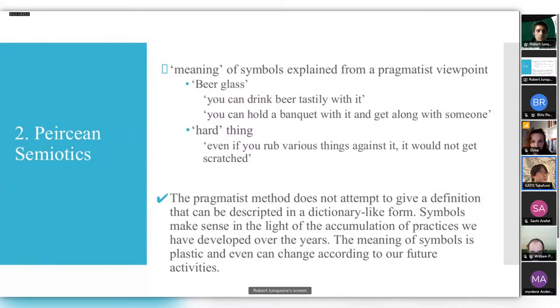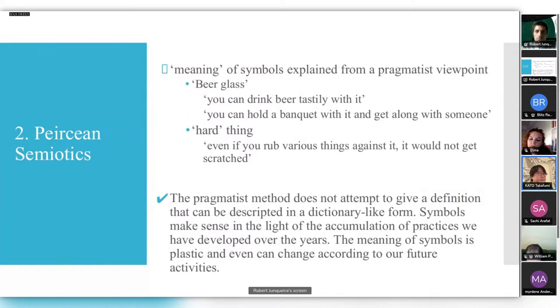As is well known, Peirce was one of the founders of pragmatism. The prefix pragma in the word pragmatism originally means action in ancient Greek. As this suggests, pragmatism can be characterized very broadly as thought that explains the meaning of things in terms of action. In this view, for example, the meaning of the symbol beer glass can be explained in terms of: you can drink beer tastily with it, or you can hold a banquet with it and get along with someone. Properties such as hardness are also explained, for example, as: even if you rub various things against something hard, it would not get scratched. In each case, the explanation is derived from the perspective of how it is connected to action.